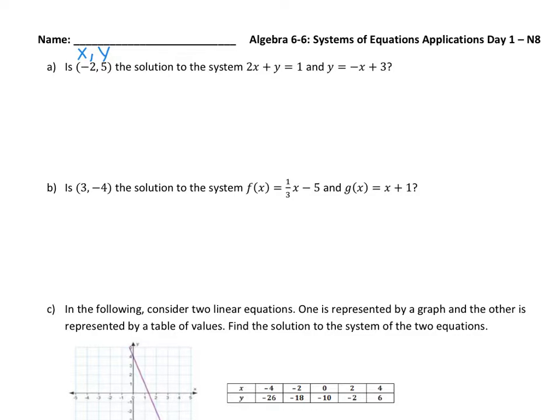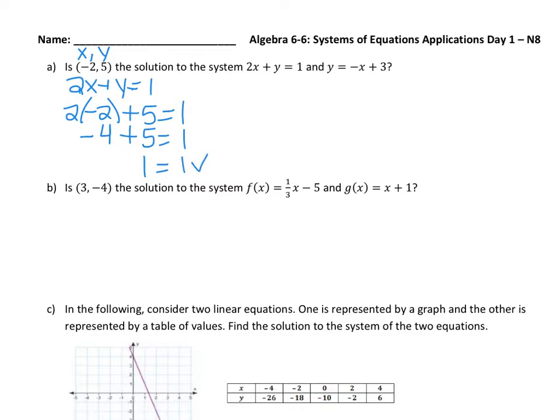The first equation, we have 2x plus y equals 1. X is negative 2, y is 5. 2 times negative 2 is negative 4. Bring down everything else. And negative 4 plus 5 is 1. So it works for that equation. But it has to work for both.